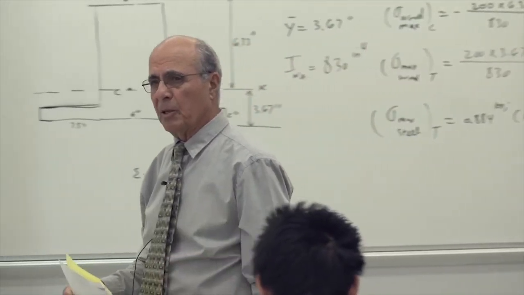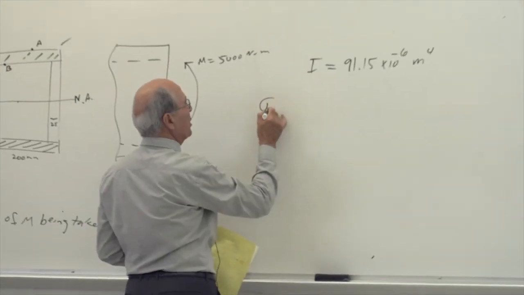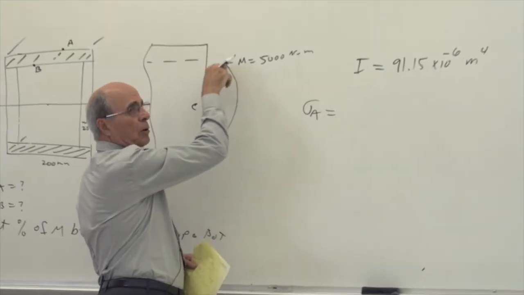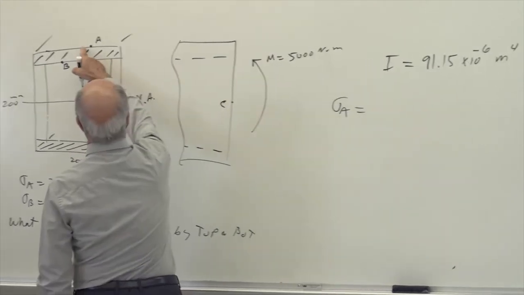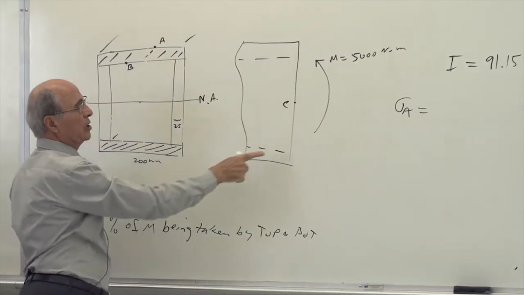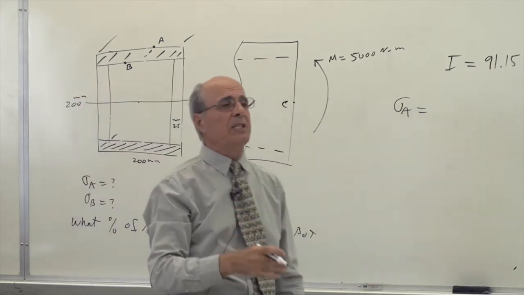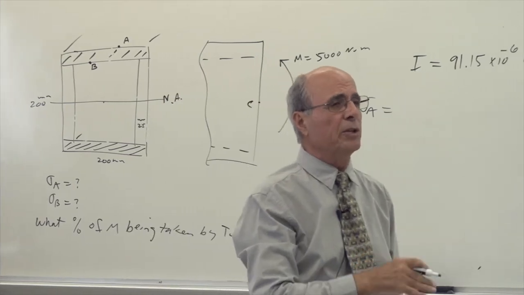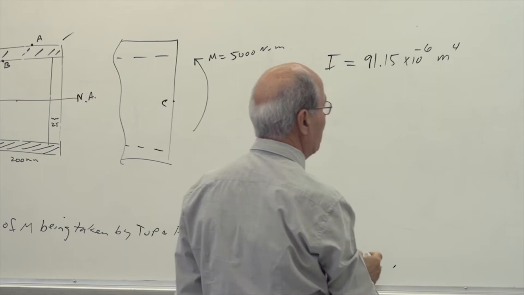Is that very simple? Then we want to calculate sigma A. These are very simple. Sigma A will be in compression mode, yes or no, correct? This is compression, tension, and tension. Look how the moment is there. If I change the direction of the moment, then everything changes. This all depends on the direction of the moment. The way I have given each problem, it will be given to you.